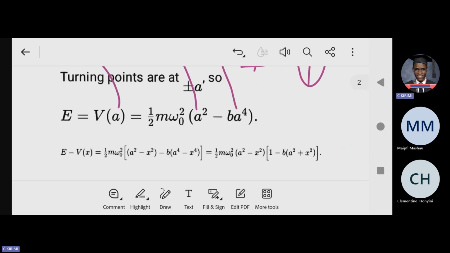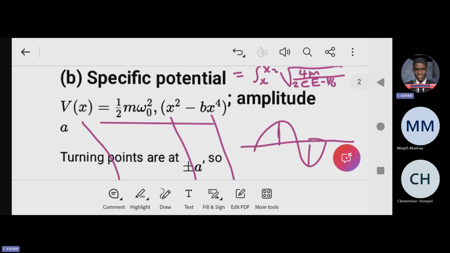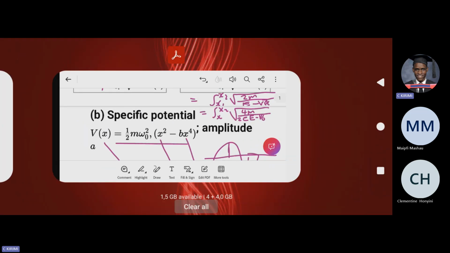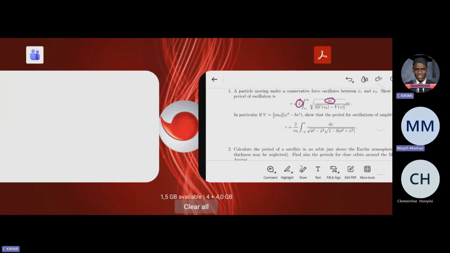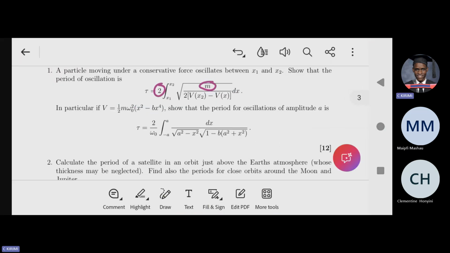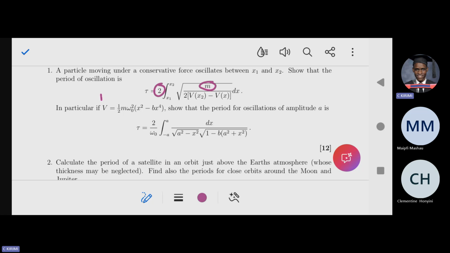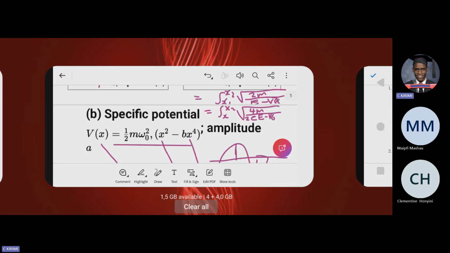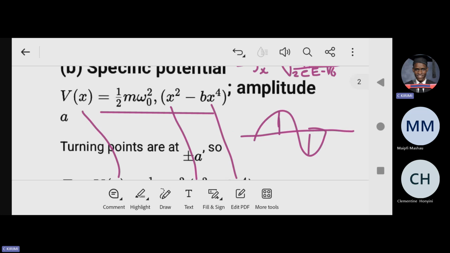Hello? Yes, where there is X in that equation which was given. This equation for V of X was already given. So on this equation, where there is X, you replace with A.